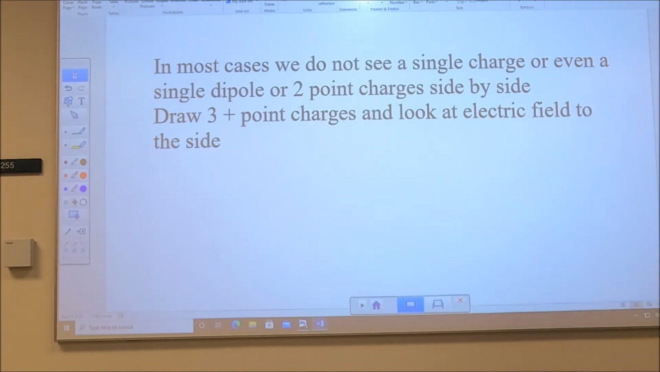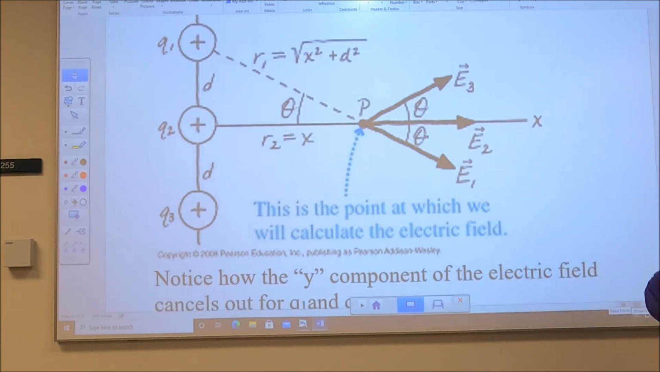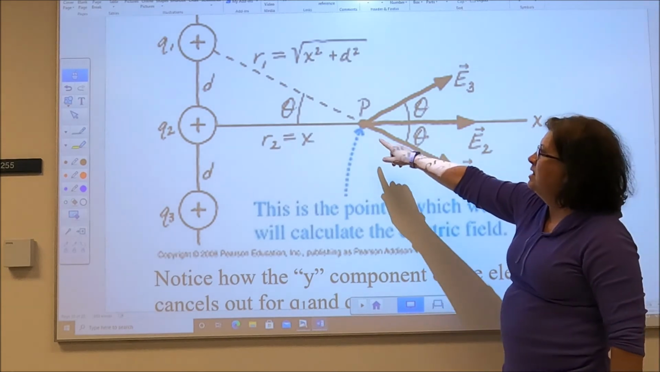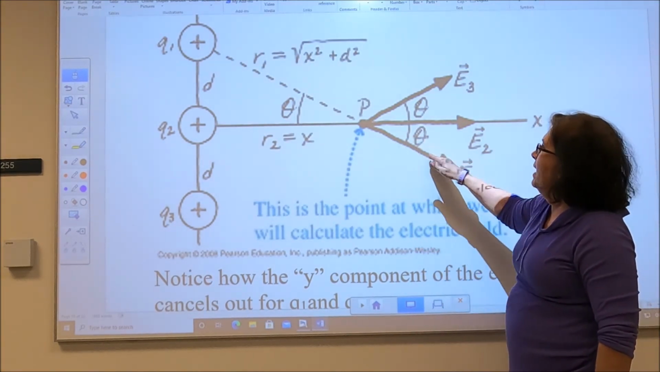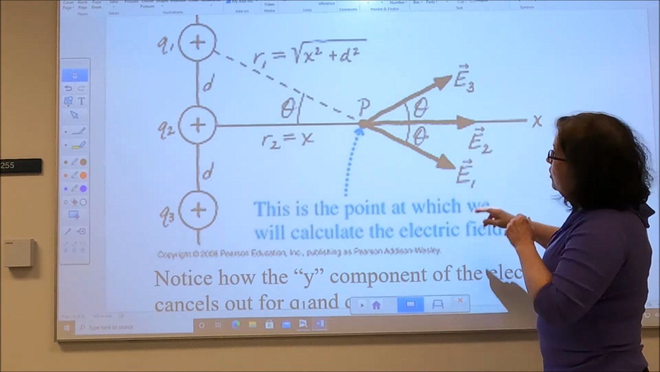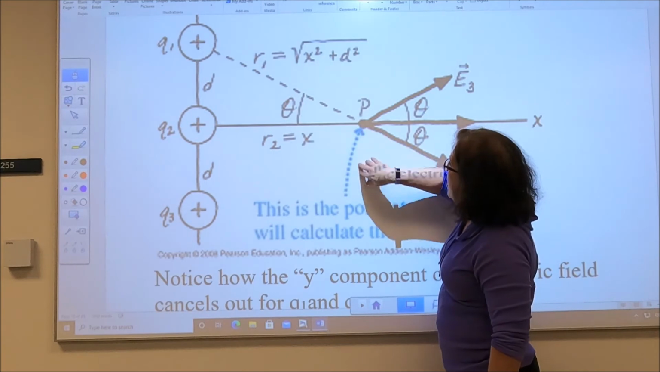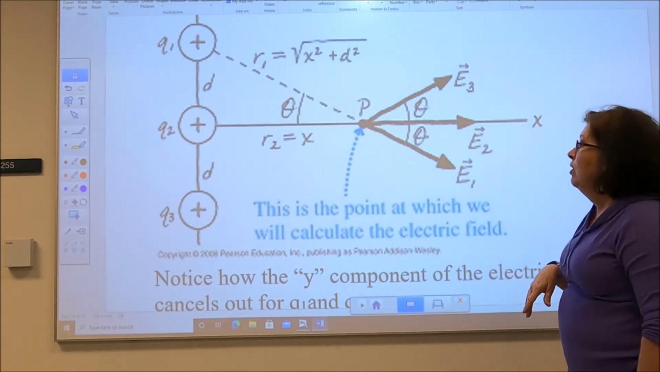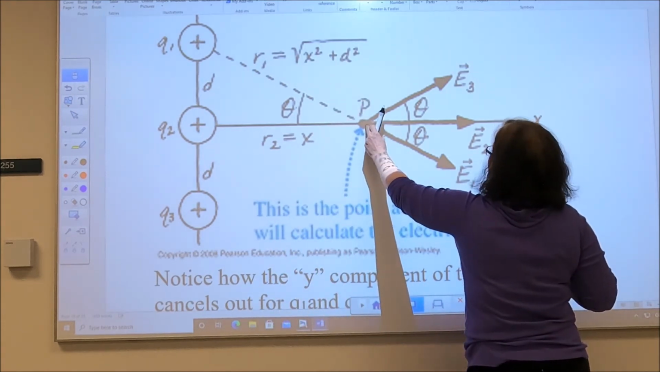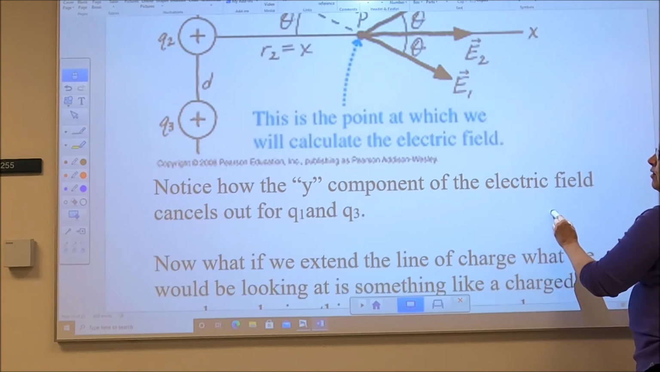Now, in most cases we don't see a single charge. We don't even see a single dipole or 2 point charges side by side. Let's think about 3 point charges side by side, and then we're going to start expanding out. If I had 3 positive point charges side by side, and I was looking at this point in space, I would know that there would be an electric field from charge 1, an electric field from charge 2, and an electric field from charge 3. One of the things I want you to notice here is that the y component of the electric field from 3 and from 1 are going to cancel each other out. So when I add up the electric fields from these 3 point charges at this point in space, it's going to point outward.